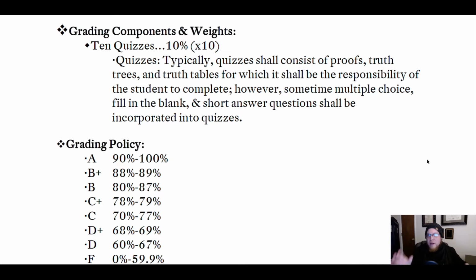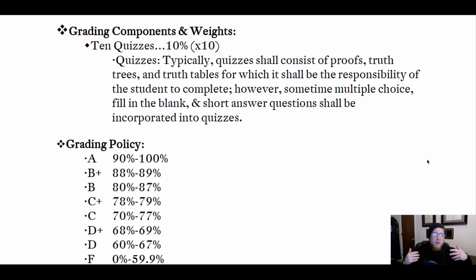So let me talk about the grading policy before I get into the particulars of how those quizzes are going to work. I don't think there's anything particularly remarkable going on here. A is 90 to 100, B plus, B, C plus, C, and so on. I will say this: if you have a decimal point of any kind for your final grade at the end of the semester, I will round up to the nearest whole number.